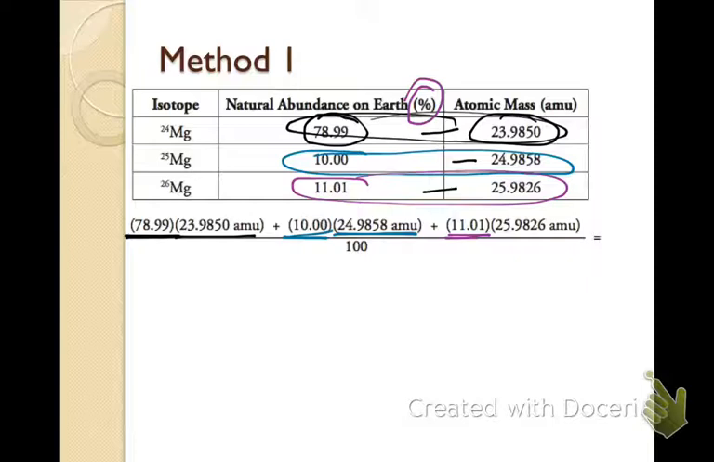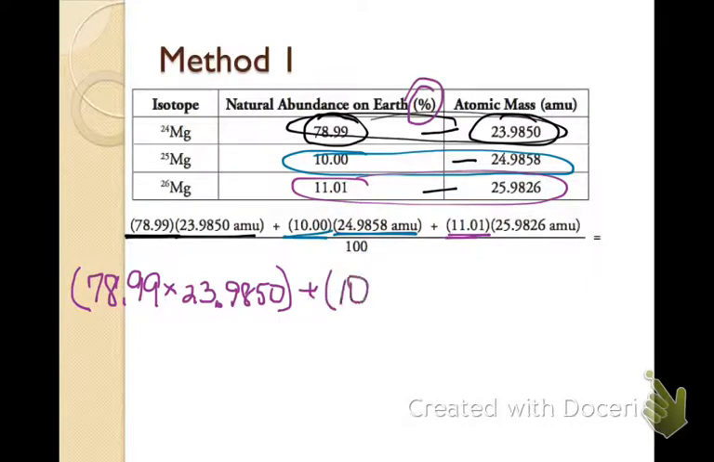Alright, so hopefully you punch this into your calculator. The way I would do it is actually use those parentheses to help you. Do the 78.99 times the 23.9850 in one parenthesis. Close out that parenthesis, add it up to the 10.00. By the way, if it's 0.00, don't punch that into your calculator, it's just 0. So any zeros after the decimal point, you don't have to punch in.